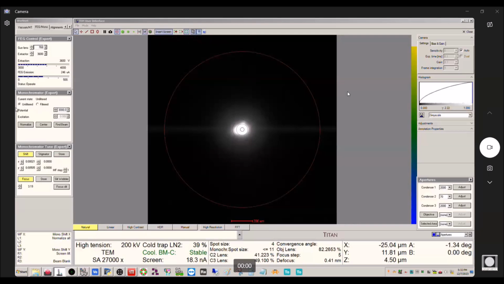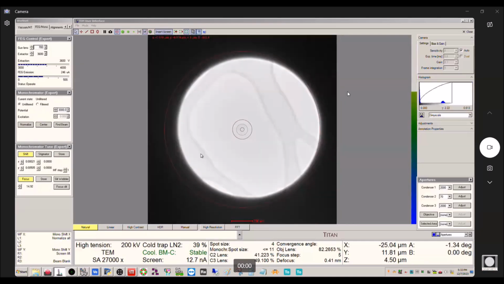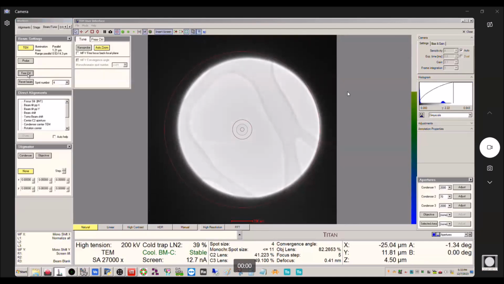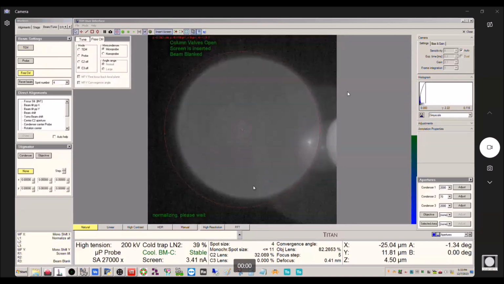Right now, because we're not filtered, we're not seeing that. So actually, if we wanted to properly adjust this, what we could do is find the beam tab and turn the C3 lens off here.